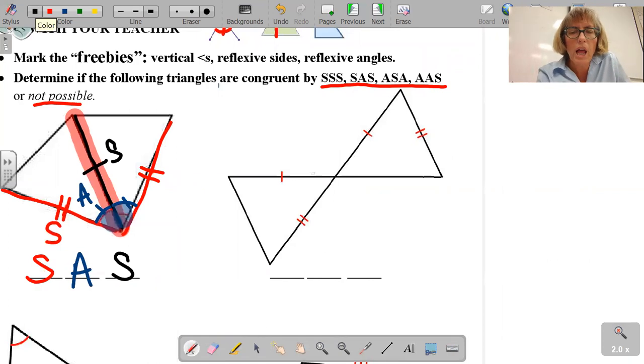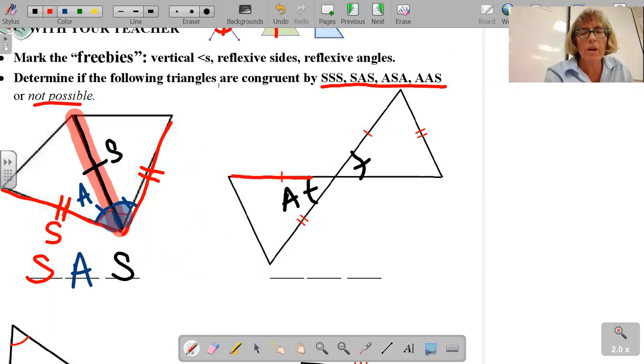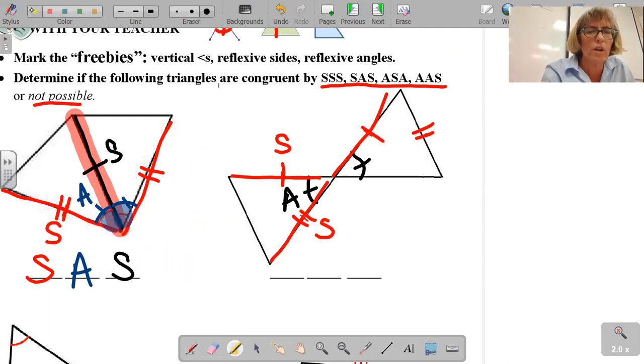I'm going to do the freebie in black. So our freebie here is vertical angles. Remember, freebies are things that are always congruent but not marked. So you have to find them, you have to mark them. So we got a pair of angles. Now, watch. We have a pair of hatch mark sides. We already have those freebie angles, and then another pair of, wait a minute, look there on the left. Look, careful.